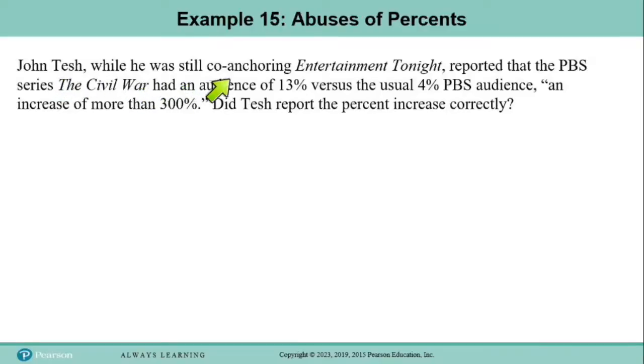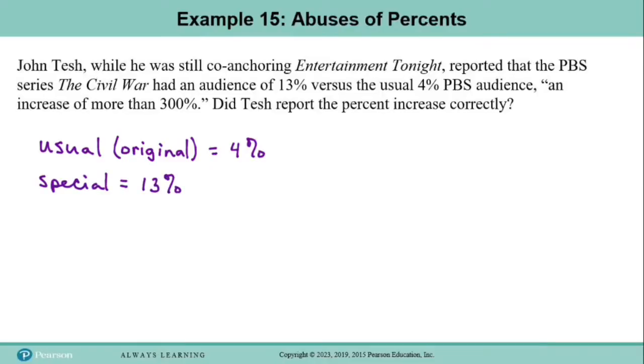John Tesh, while he was still co-anchoring Entertainment Tonight, reported that the PBS series The Civil War had an audience of 13% versus the usual 4% PBS audience, an increase of more than 300%. Did he report the percent increase correctly? Well, let's see if we can calculate the percent increase and see if what we calculate matches what he said. So we know that the usual audience was a 4% audience for PBS. And during this special on the Civil War, we know that it jumped up to 13%.